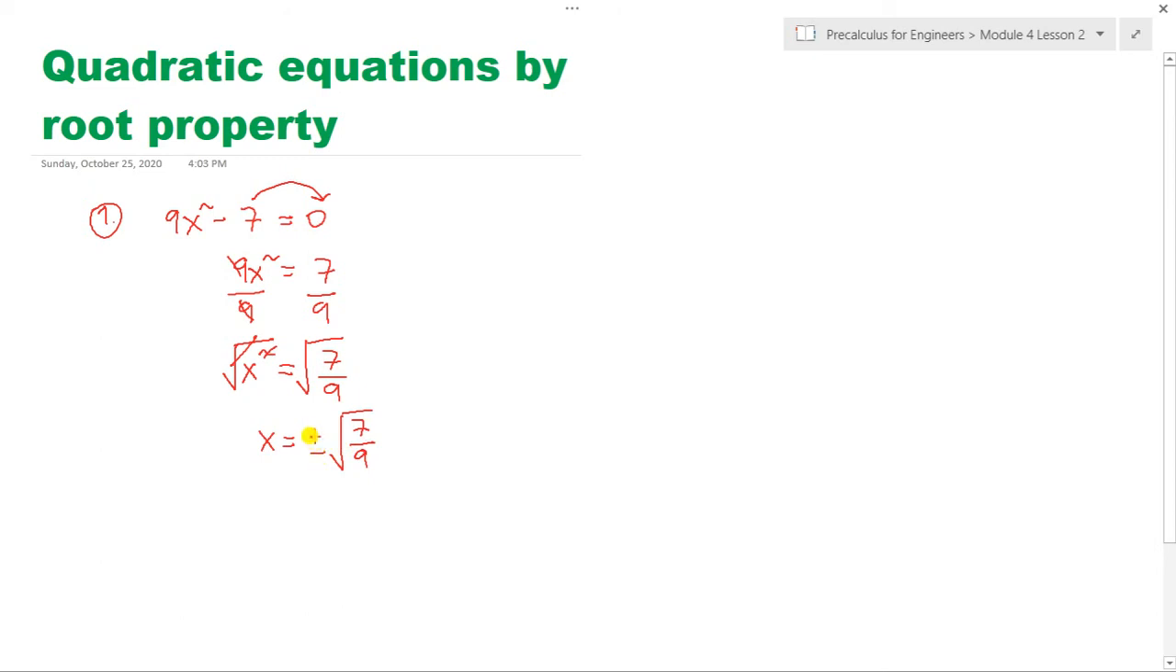Please don't forget the two possible solutions. Since square root siya, our index is an even number, therefore we have two possible solutions, the positive side and the negative side. Kasi diba, remember that for a quadratic equation, we have two solutions or two roots. So if we simplify this further, we have x sub 1, our first root or our first solution, is a positive square root of 7 all over 9.